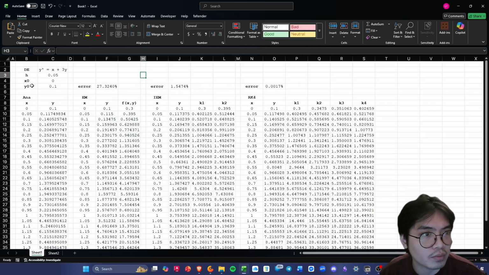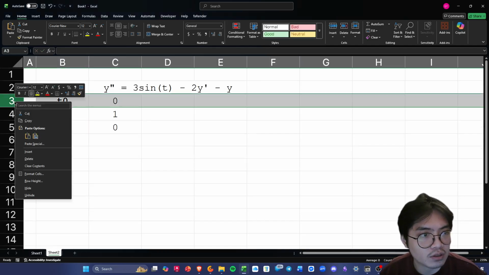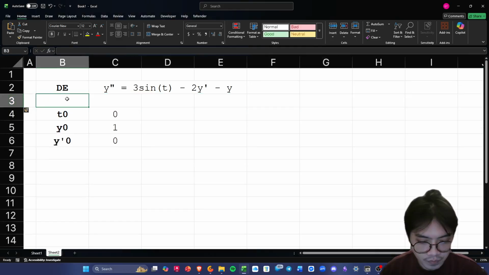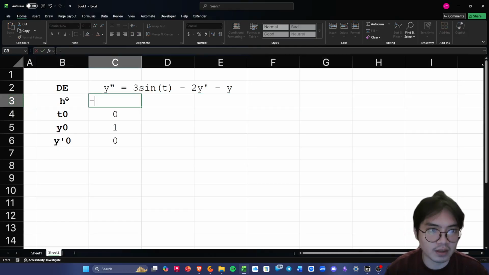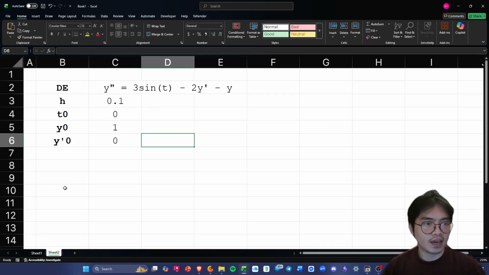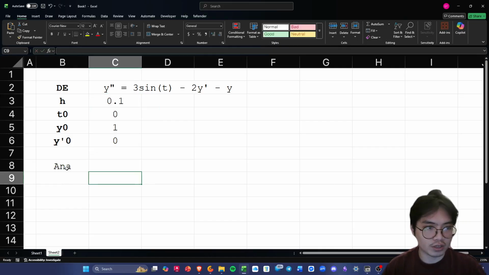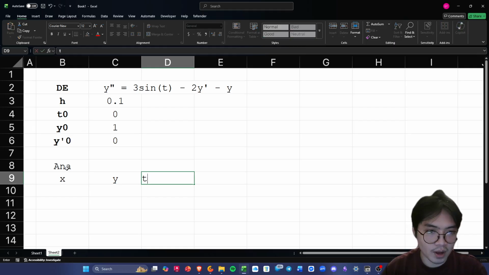How did we order it before? Okay, our h comes first. Your h here is going to be, well, let's try first 0.1. And then we will have our analytical solution in here: x, y, y prime.